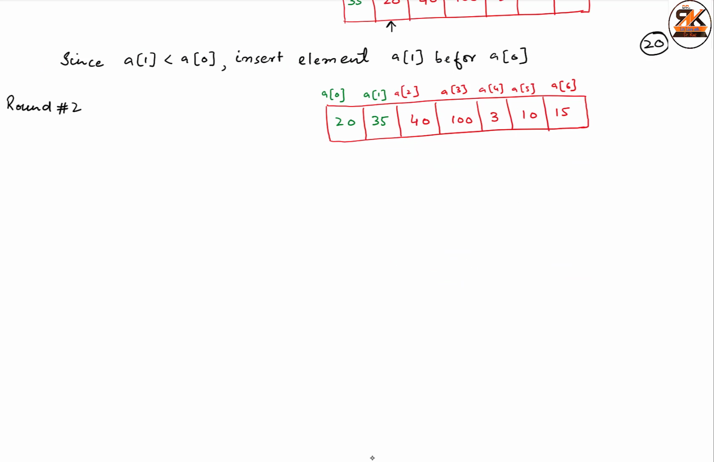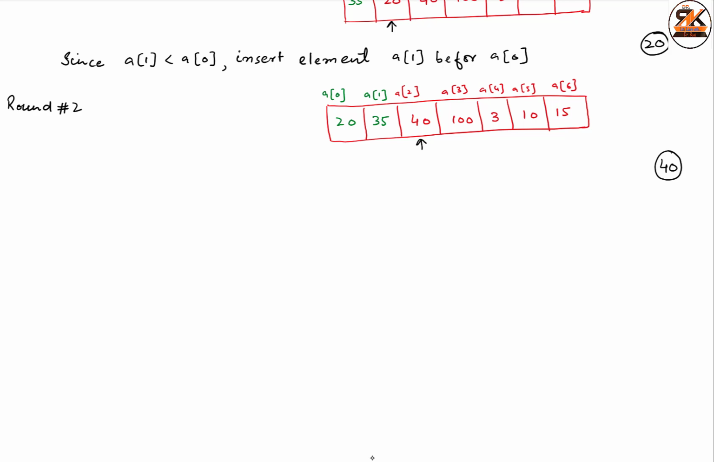Now in round 2 we take out the next element that is at position A2, and the value of this element is 40. This 40 is compared with the element at position A1, and we see that this 40 is greater than 35, so there is no need to perform any action because this is already in the sorted form, or you can say in the ascending form.